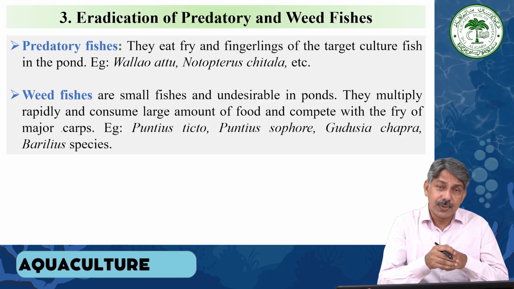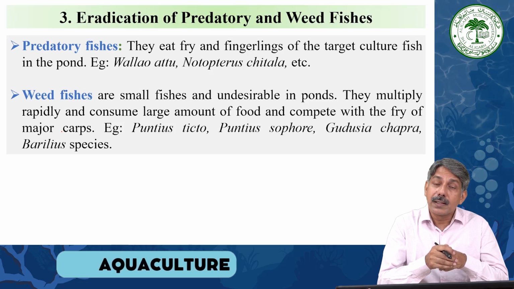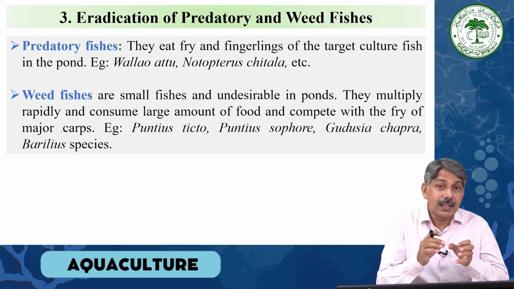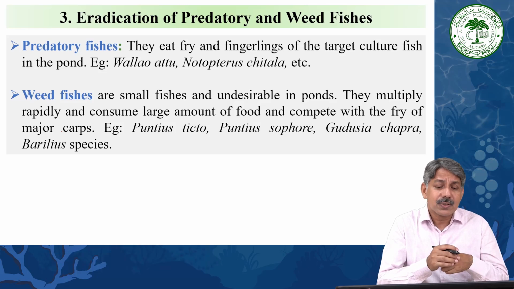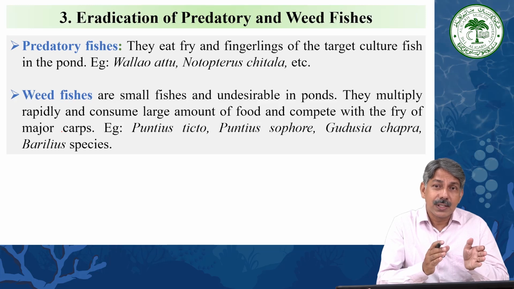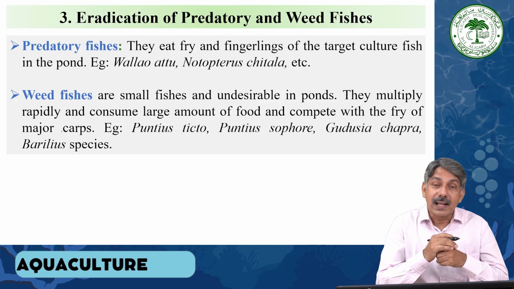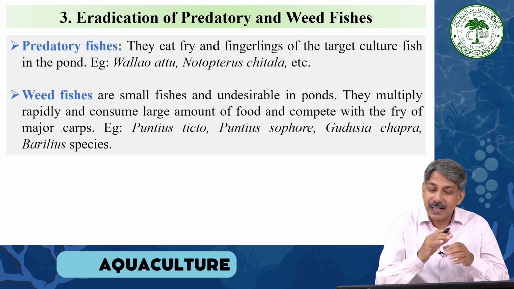Now, predatory and weed fishes. When we are going for culture of, say, Indian major carps, Catla, Rohu, Mrigal, and there are predatory fishes in that pond already, for example Wallago attu, commonly known as Lachi or Padhan in some places, also referred to as freshwater shark because of its hunting habit, then that predatory fish will attack the desired fish species which you are stocking for your commercial interest. So that has to be removed.